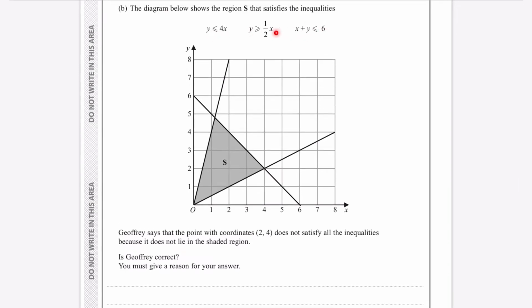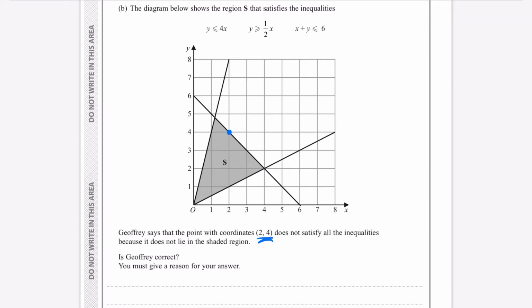Well, they have plotted all of these correctly. It doesn't say that there's a mistake. He just says that 2, 4 doesn't satisfy it. So we're going to have a look at the coordinate 2, 4 and see what we think. 2, 4, well actually 2, 4 lies on the boundary and the boundary is included.